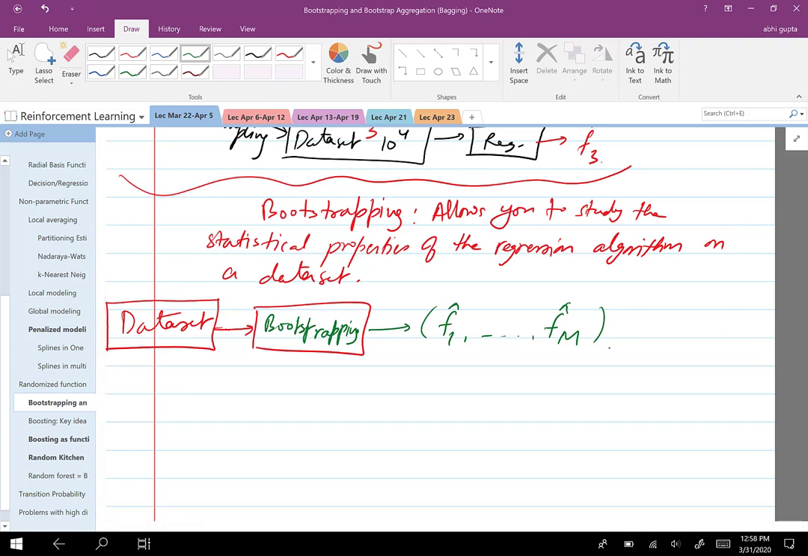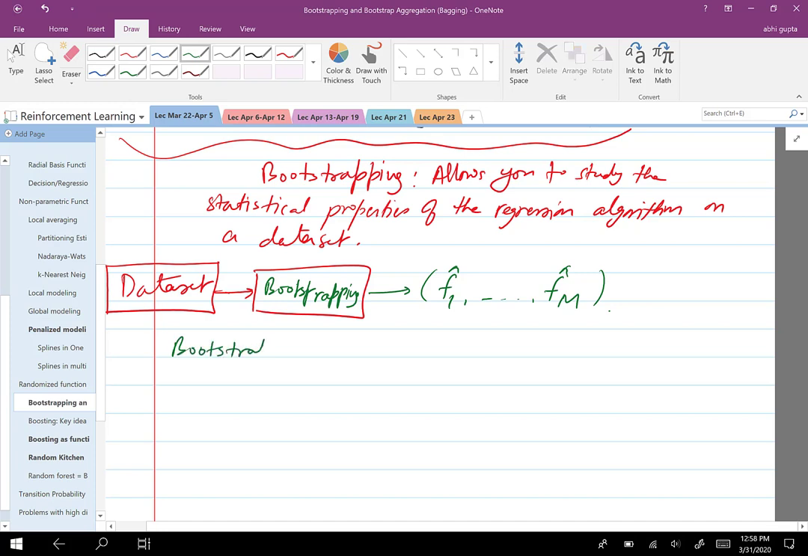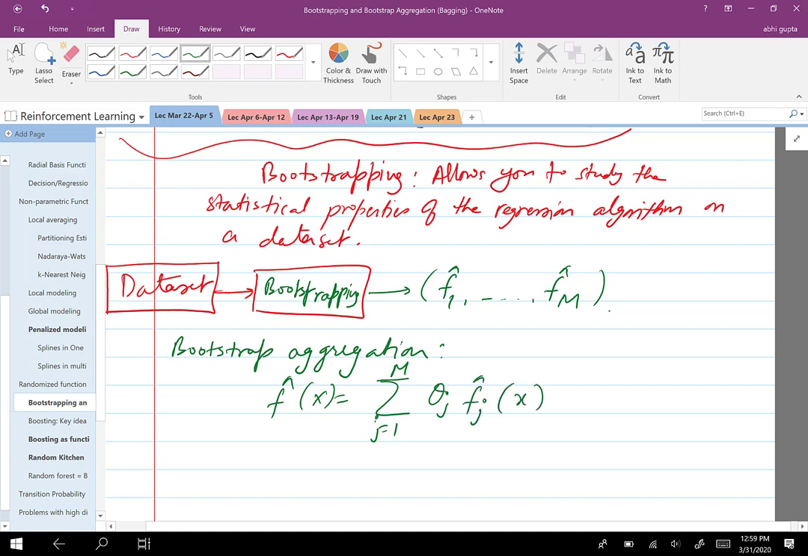Now bootstrap aggregation says, well, what we should do is define my f hat of x to be the summation of weights, let me denote weights by theta, j equals 1 to capital M, theta j f hat j of x. Okay, so you got all these set of functions, and now you just want to take the convex combination of these functions and you compute theta star.